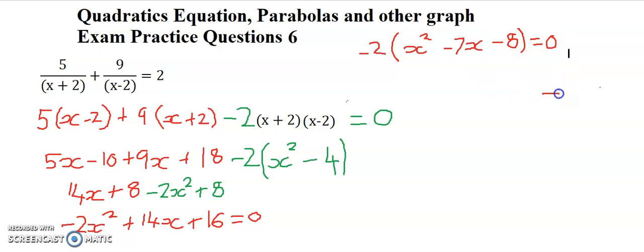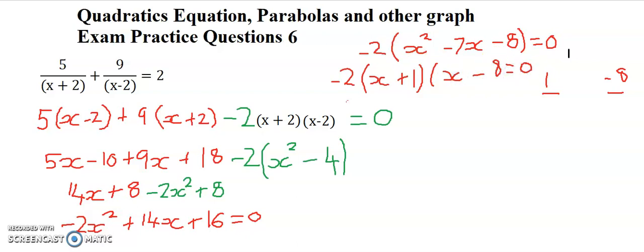The next thing I need to think about is two numbers that times together to equal negative 8, and add up together to equal negative 7, and we get 1 and negative 8. So that helps me get it into this form of negative 2, x plus 1, and x minus 8. That equals 0. Now this tells me that we've got our two values, because our brackets need to equal 0, which means that x must equal negative 1 and x must equal 8. So those are our two answers.